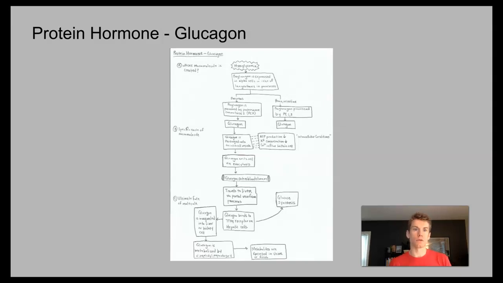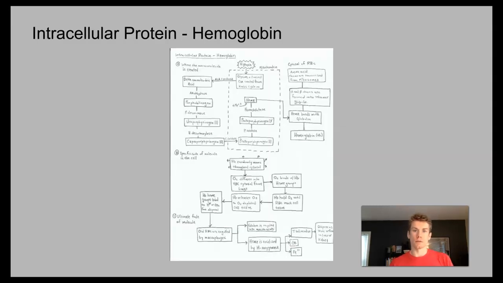Okay, so that was my protein hormone glucagon. And last but not least, I'll talk about my intracellular protein, hemoglobin. So hemoglobin is an intracellular protein found within the cytosol of mature erythrocytes. This is just red blood cells, right?